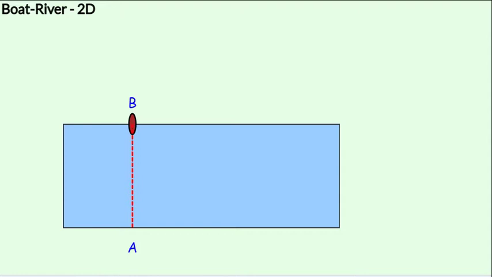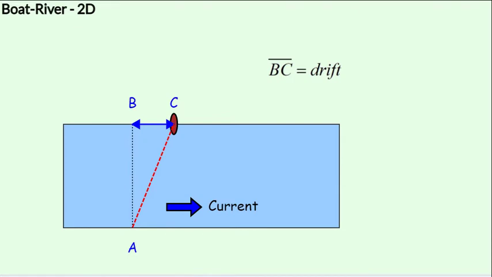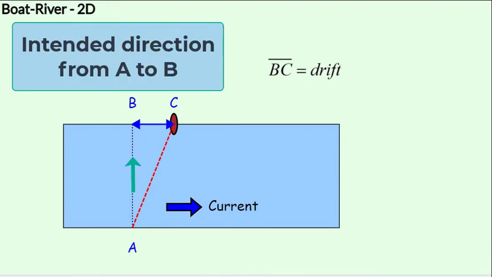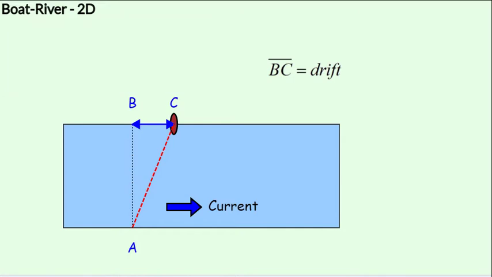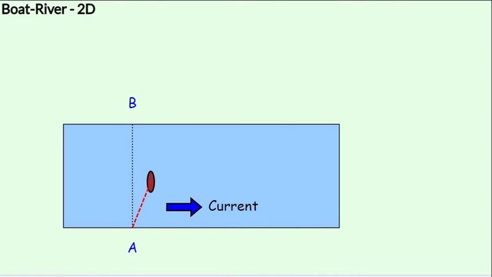But now let's take a case where there is a river current and see what would happen. Now we have a current in the river pointing towards the right. The boatman is steering the boat from A to B, and that is his intended direction. So the boat is being steered from point A to point B, and you can see from the orientation of the boat that it is parallel to the line AB. But due to the presence of the current, the boat actually reaches point C on the other bank.